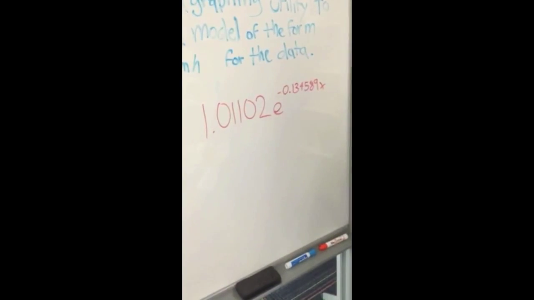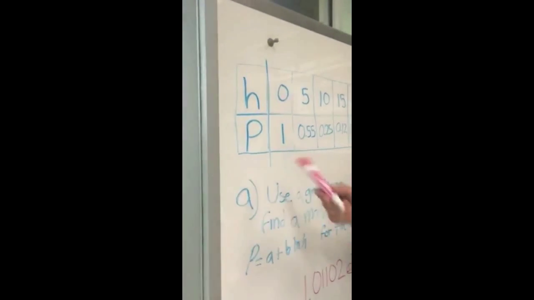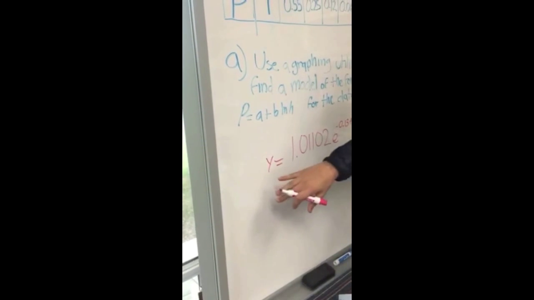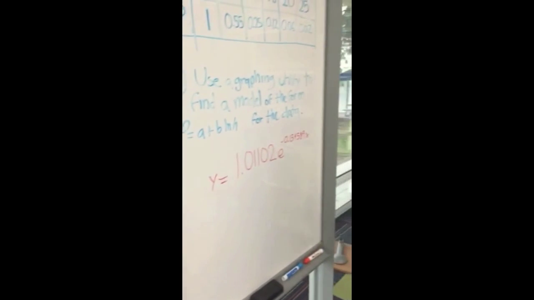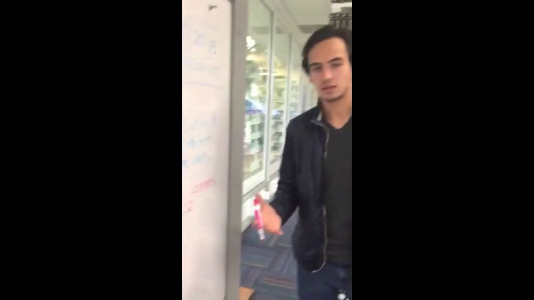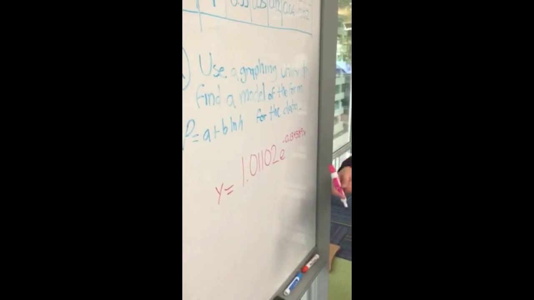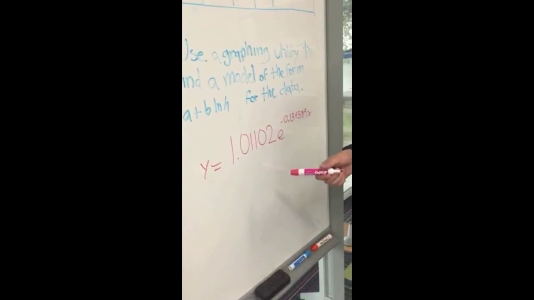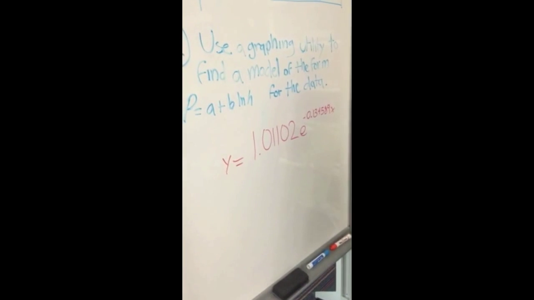In this case, H is X and P is Y. So it will be equal to P and this to H. The graphing utility didn't work to find an exponential model, and a logarithmic model will be found.